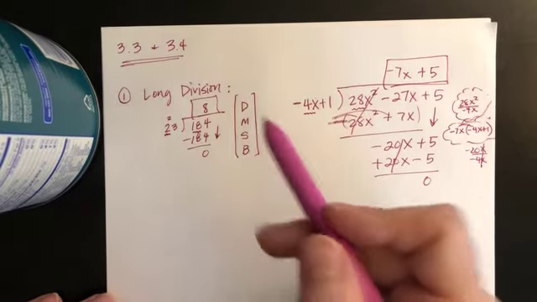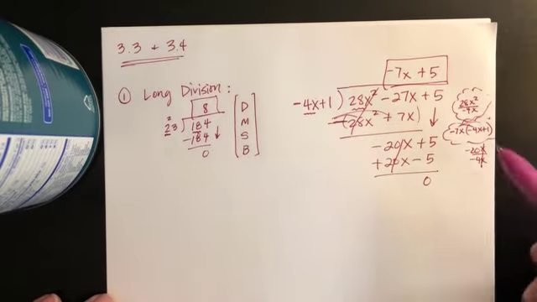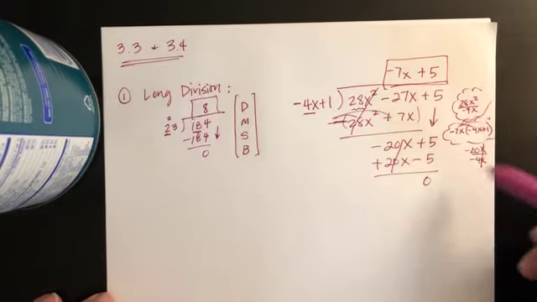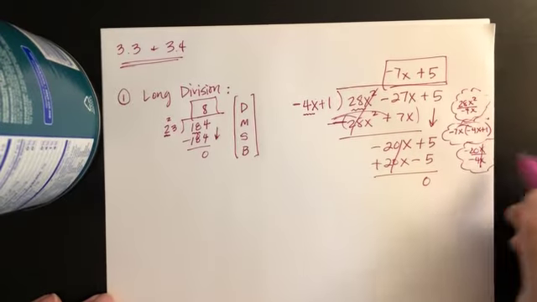So it's just a process. Divide, multiply, subtract, bring down. And if you need to do some work off to the side, please do that. Put it in a little bubble, though, so you don't get confused.